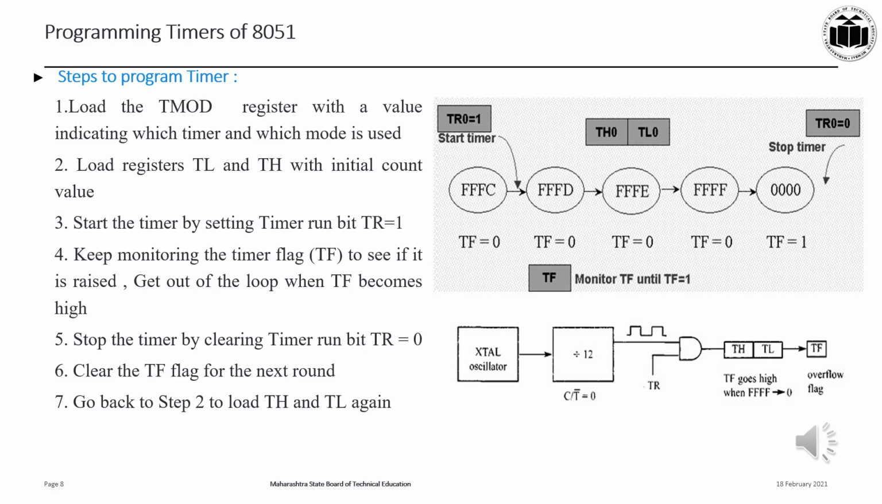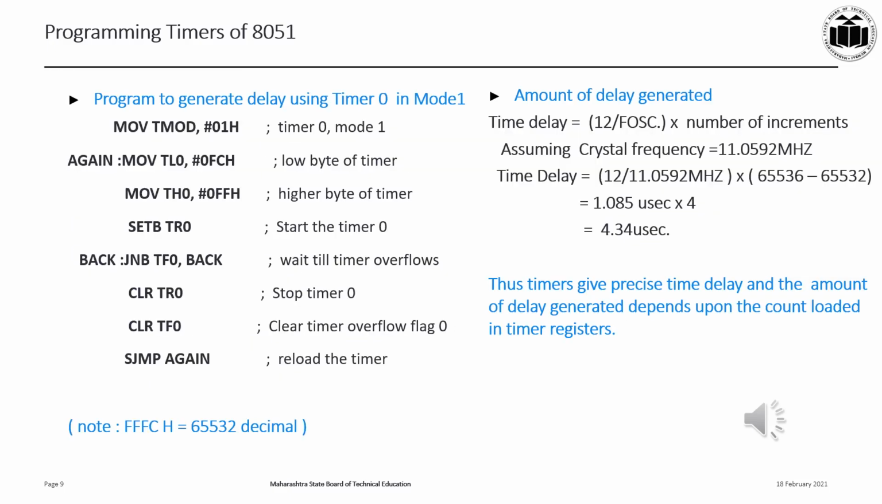As soon as the timer overflow flag is set to 1, monitoring of the timer flag is stopped and the TR bit of the timer is cleared to stop the timer counting. Then the overflow flag is cleared in the next step, and at the end we can again reload the value of the count in TL and TH registers to repeat the whole process again. Let us implement the steps to program timers of 8051.